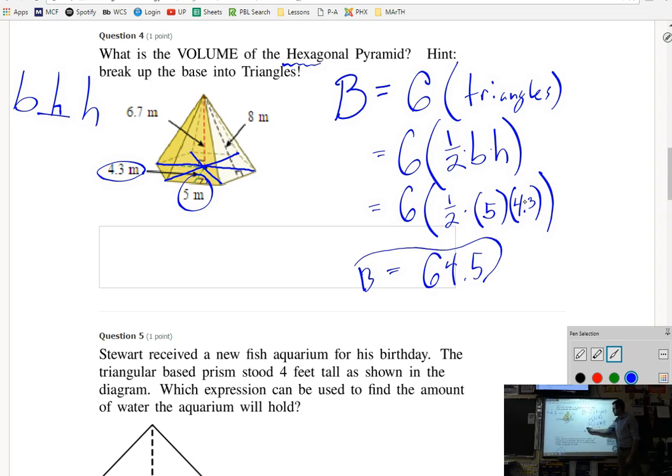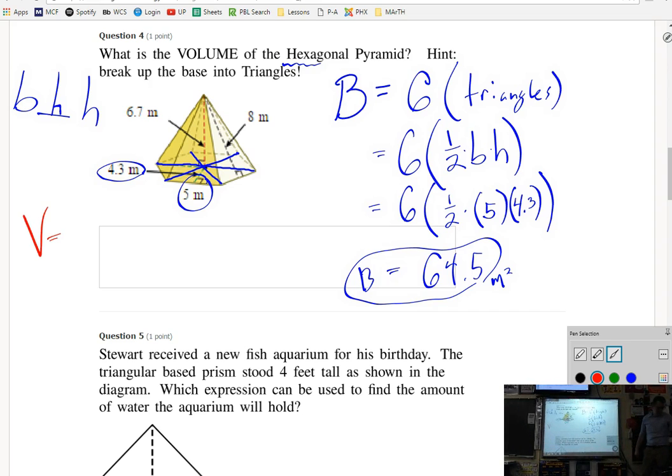So I circle it for the time being because I'm going to need it later. Big B, 64.5. I don't have to label it yet because it's a working number. But if you want to, we know that's meters squared because it's area. Now move on to our volume formula.